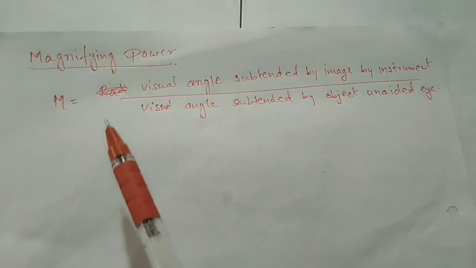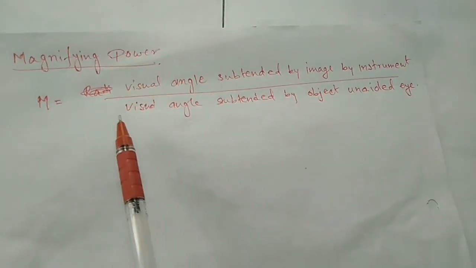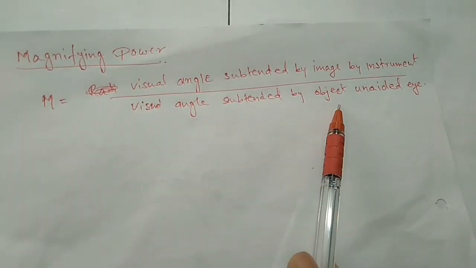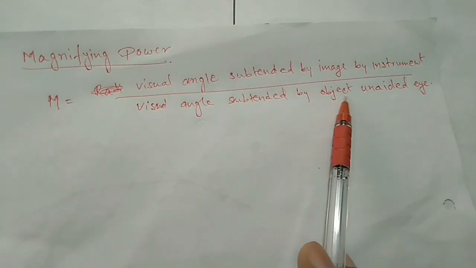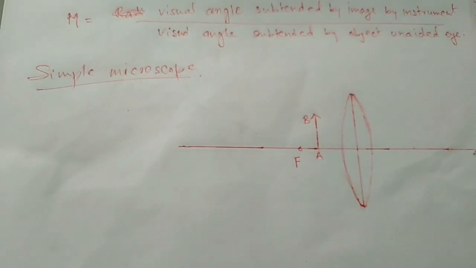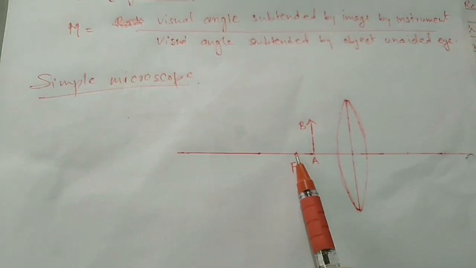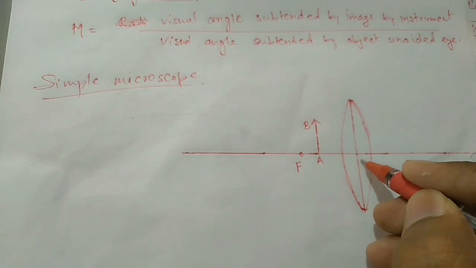First, understand the magnifying power. This is the ratio of the visual angle subtended by the image by the instrument to the visual angle subtended by the object with the unaided eye, meaning without any instrument. So this is clear now. For a simple microscope, see here, there is a lens, and in front of it any object AB at a position between the focus and the optical center.